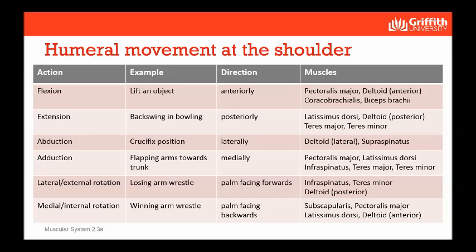And finally, medial or internal rotation of the shoulder joint occurs when we win the arm wrestle. In this case, the palm ends up facing posteriorly. Contraction of subscapularis, pectoralis major, latissimus dorsi, and the anterior fibers of deltoid all result in medial rotation of the shoulder joint. Can you see which of these muscles is capable of flexing, extending, and abducting the arm? It's the deltoid.